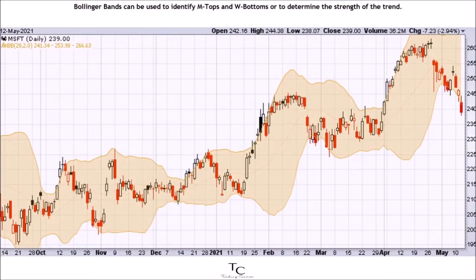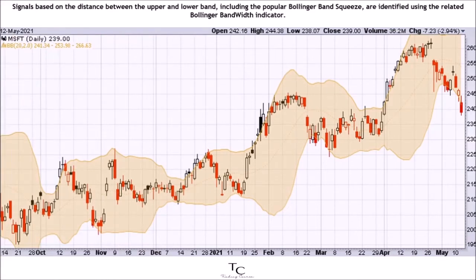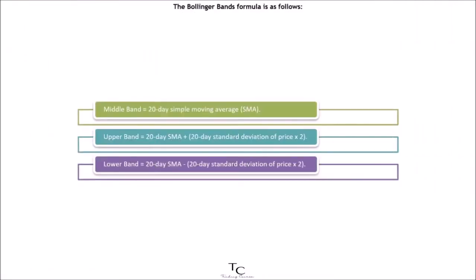Bollinger Bands can be used to identify M tops and W bottoms or to determine the strength of the trend. Signals based on the distance between the upper and lower band, including the popular Bollinger Band squeeze, are identified using the related Bollinger Bandwidth indicator. The Bollinger Bands formula is as follows.